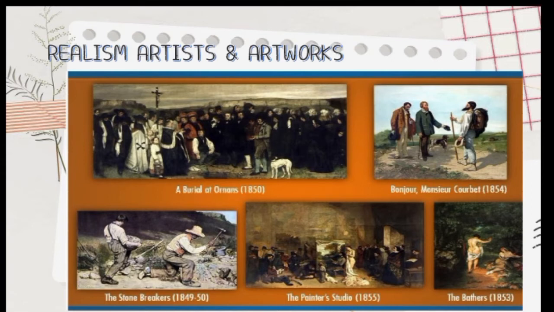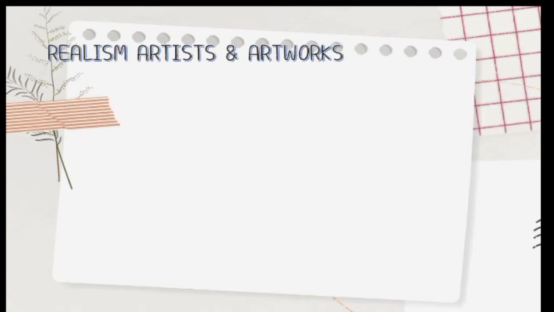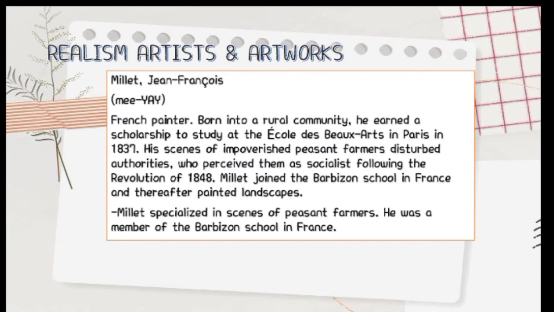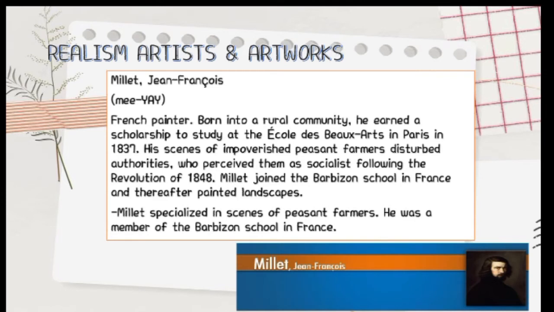Next in the line was Jean-François Millet. He was also a French painter. Born into a rural community, he earned a scholarship to study at the École des Beaux-Arts in Paris in 1837. His sense of impoverished peasant farmers disturbed authorities, who perceived them as socialists following the Revolution of 1848. Millet joined the Barbizon School in France and thereafter painted landscapes.